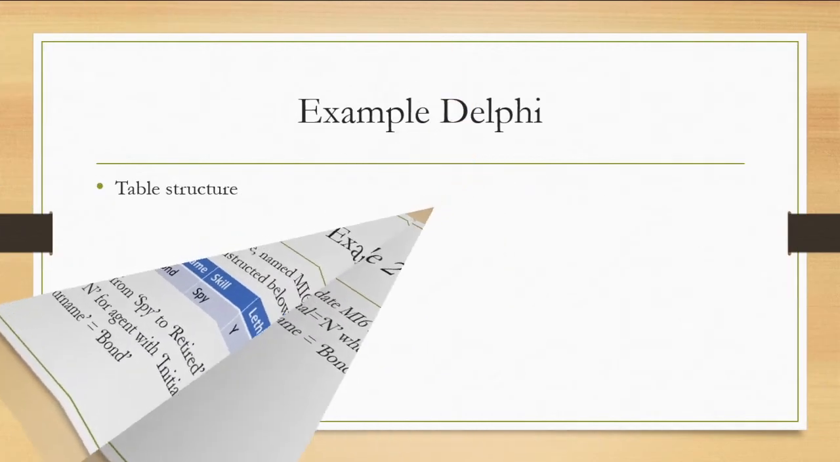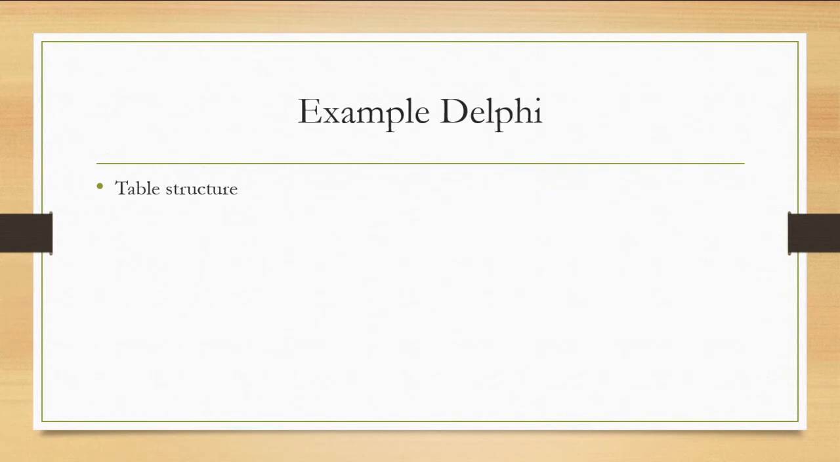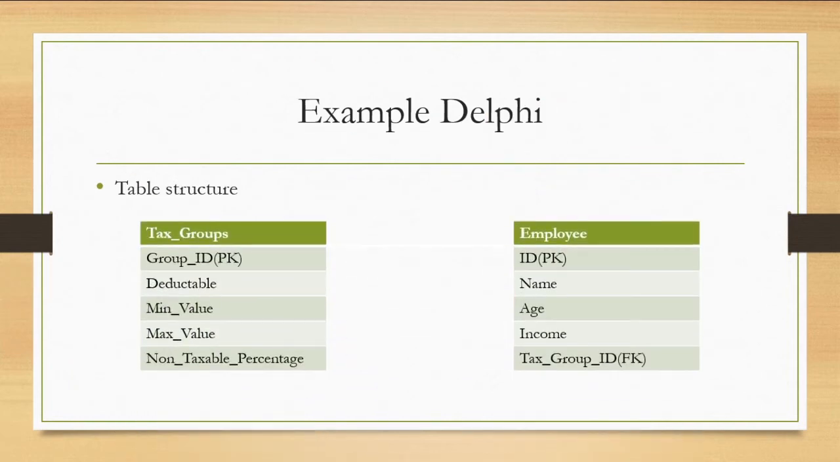Let's look at the example for Delphi. Here's our table structure we will use. We've got 2 tables, tax group and employee. They've got the following relationship between group ID, which is the primary key of tax group, and tax group ID, which is the foreign key of employee. And they've got a one-to-many relationship. Please note, if you're unsure what a relationship is, please see our video on relationships.